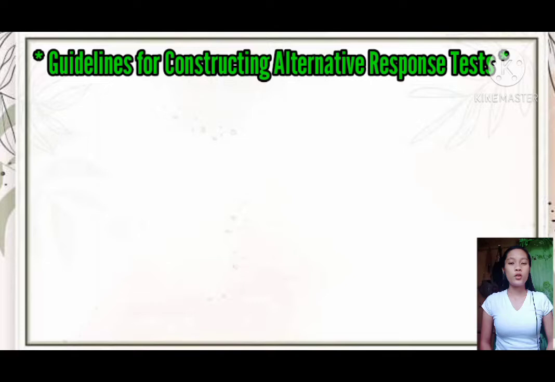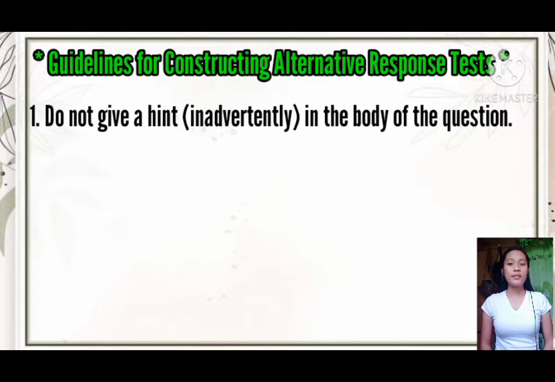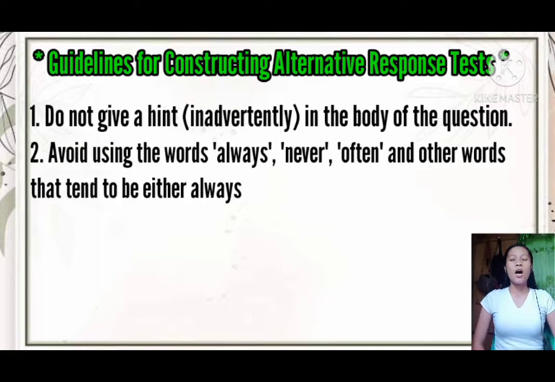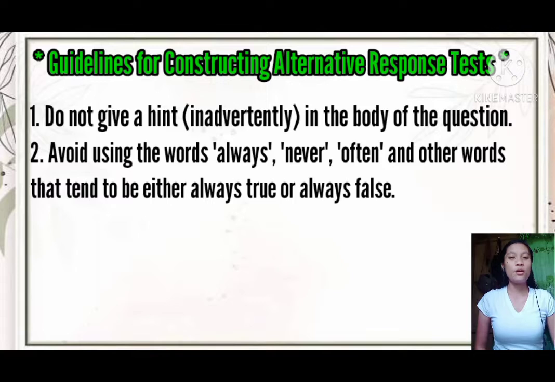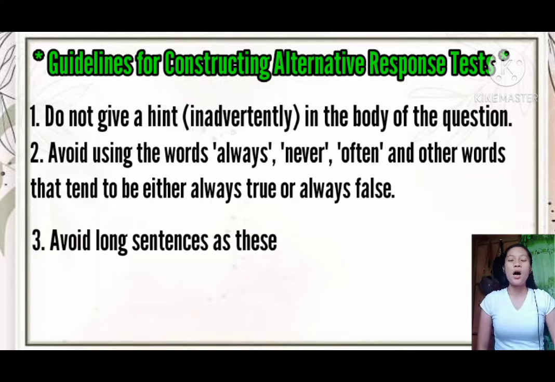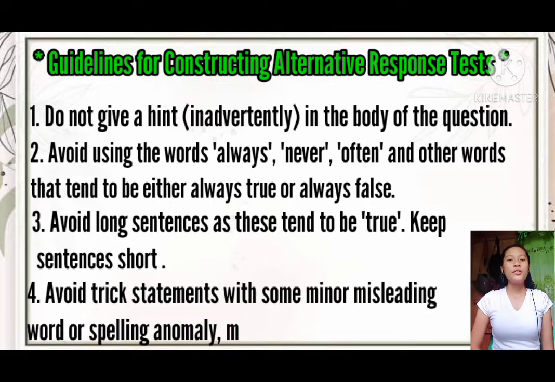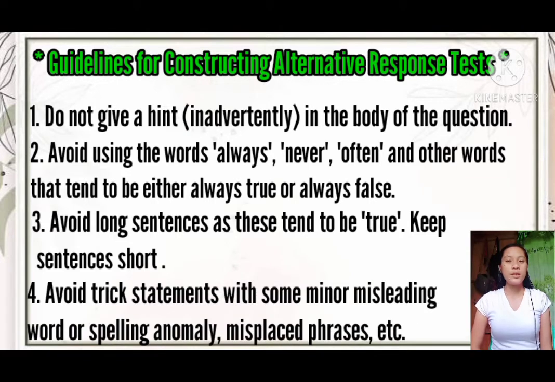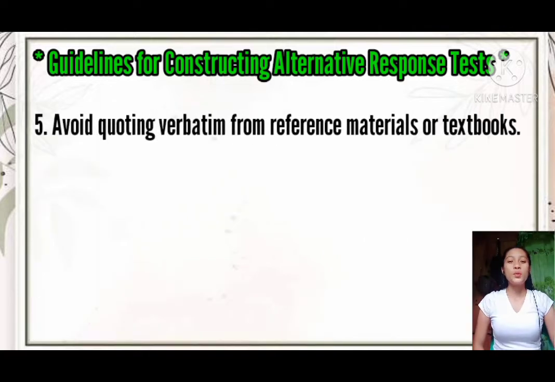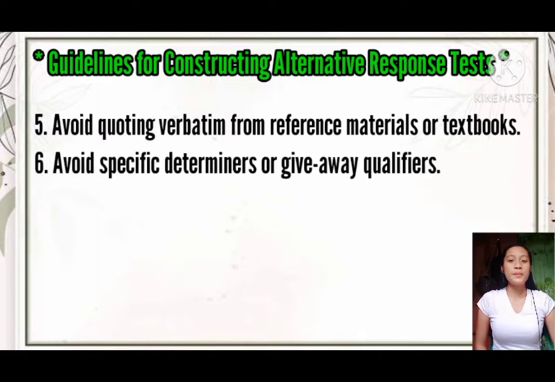Here are some guidelines for constructing alternative response tests. First, do not give a hint inadvertently in the body of the question. Second, avoid using the words always, never, often, and other words that tend to be either always true or always false. Third, avoid long sentences as these tend to be true. Keep sentences short. Fourth, avoid trick statements with some minor misleading word or spelling anomaly, misplaced phrases, etc. Fifth, avoid quoting verbatim from reference materials or textbooks. Sixth, avoid specific determiners or giveaway qualifiers.